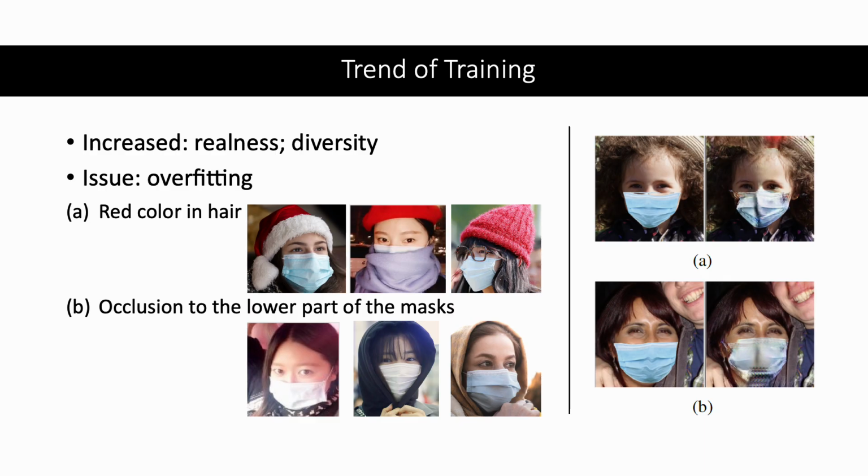After investigating our training set B, as shown on the left part of this slide, we found there is a portion of images where some person wears a red hat. In a different portion, people wear patterned scarves, outdoor hoods, etc. that occluded the mask. We believe these are further evidence showing that the red blocks in hair and the patterned blocks on masks may be results of overfitting, because they are similar to the patterns in our training set. In conclusion, we have increased realness and diversity, but the overfitting also gets severe.